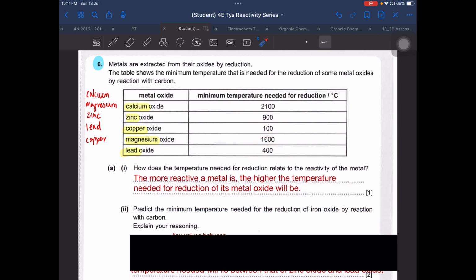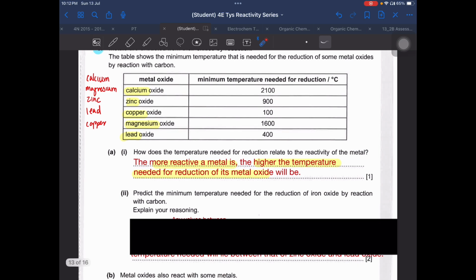So the trend over here that we want the student to identify is that the more reactive a metal itself is, the higher the temperature needed for the reduction of its metal oxide. So do take note that over here, you are looking at the reactivity of a metal in reference to the temperature needed for reduction of its metal oxide. Right, so do take note that you're comparing a metal and then looking at data in terms of its metal oxide. So don't use words like the more reactive a metal is, the higher the temperature needed for its reduction, because it's really about the metal oxide.